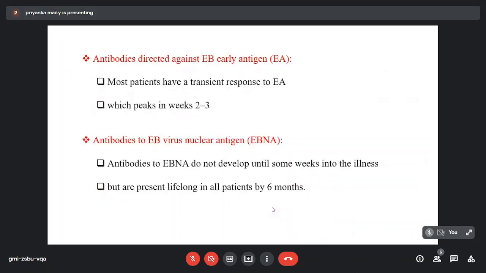Second, antibodies directed against Epstein-Barr early antigen or EA. Most patients have a transient response to EA, which peaks in weeks 2 to 3. Third, antibodies to Epstein-Barr virus nuclear antigen or EBNA. Antibodies to EBNA do not develop until some weeks into the illness, but are present lifelong in all patients by 6 months.